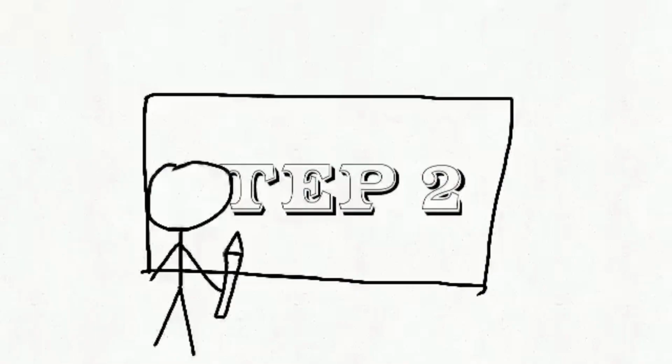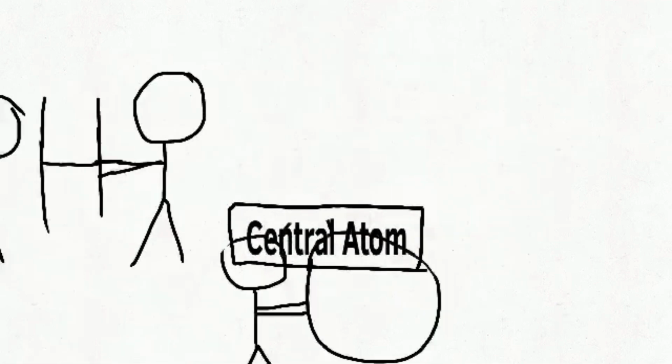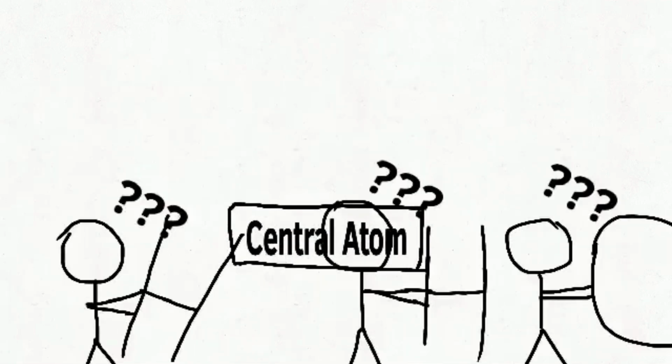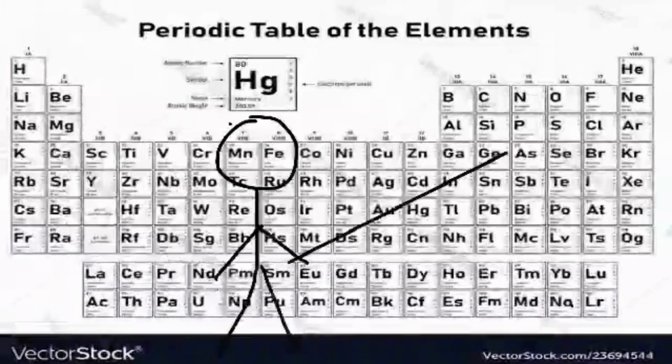Step 2. Find the central atom. How to find the central atom? To find the central atom, place the least electronegative atom in the center. So how would you know which is the least electronegative atom?